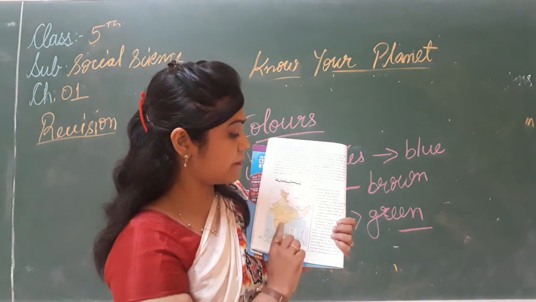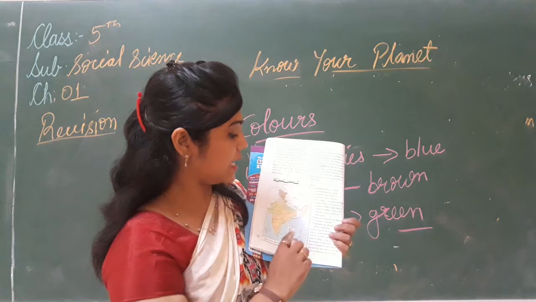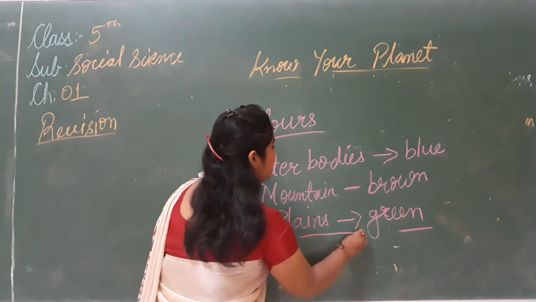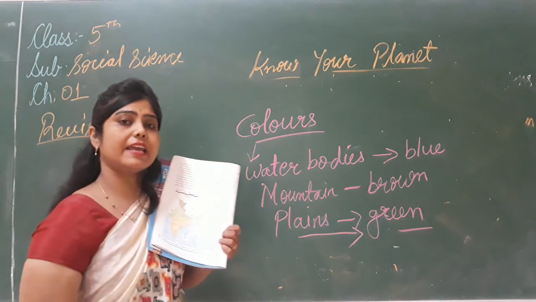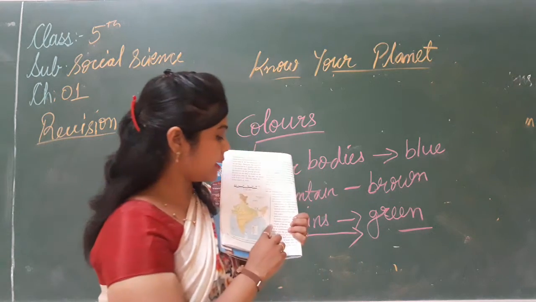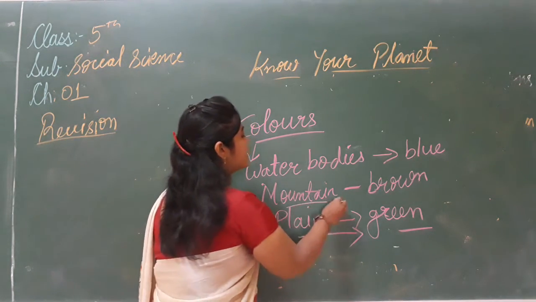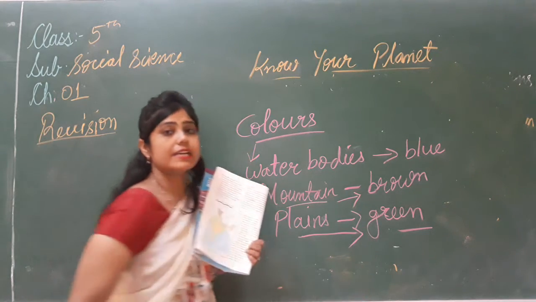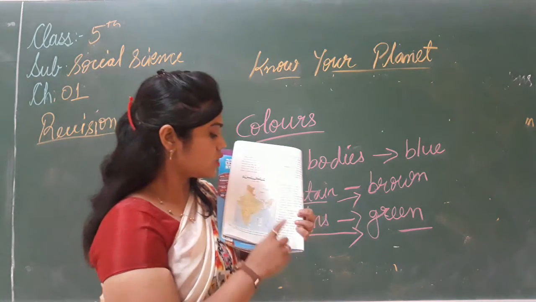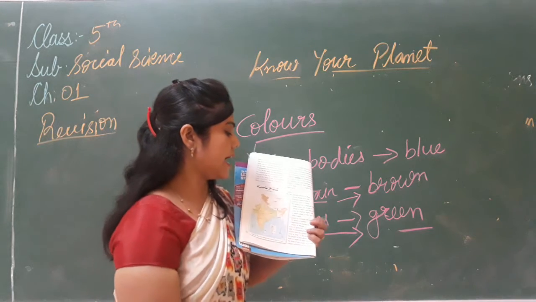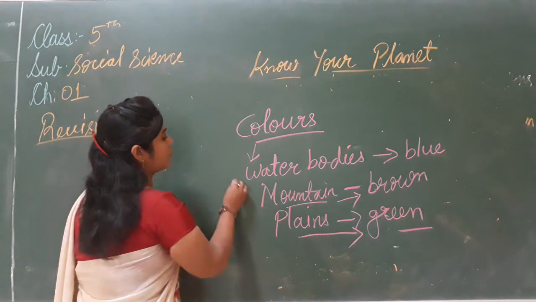Now the second is the plain, and plain areas are shown in green color. And for the highlands, that is the mountains, which color? That is brown in color. So the highlands are shown in shades of brown.